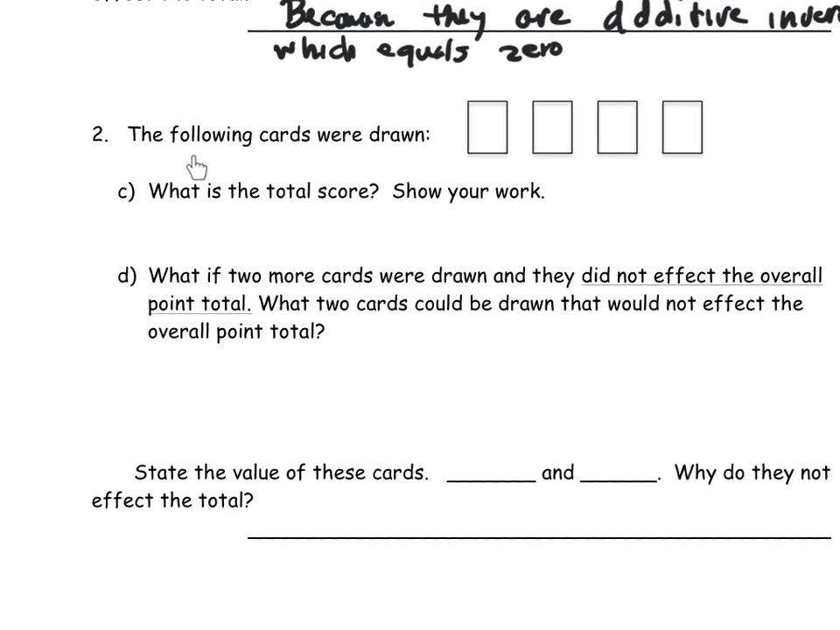So problem number 2 is identical, but this time you get to choose the 4 cards you want to work with. You're going to gather up the cards. Again, I think probably a method that might work is gathering up your positives and your negatives. And by the way, I'd like you to have at least one negative card in here. So you're going to get a total score. And then after you find out what your total score is, I need you to find 2 cards that you would like to draw that won't affect the total points.